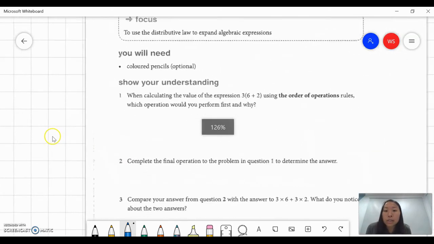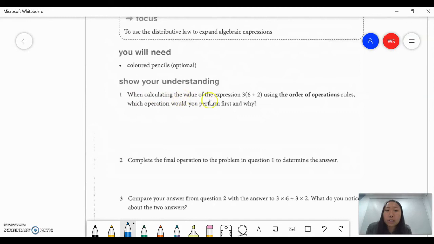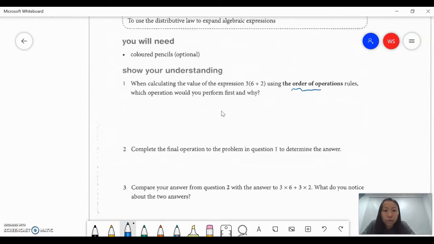Now, on your show your understanding section here, when calculating the value of the expression 3 times (6 plus 2), using the order of operation rules, which operation would you perform first and why? So this is all very familiar to us in terms of our order of operations. Some of you might know that as BODMAS, some of you might know that as BIDMAS. In terms of year and above, you'll be using BIDMAS, and that is where your I is your indices.